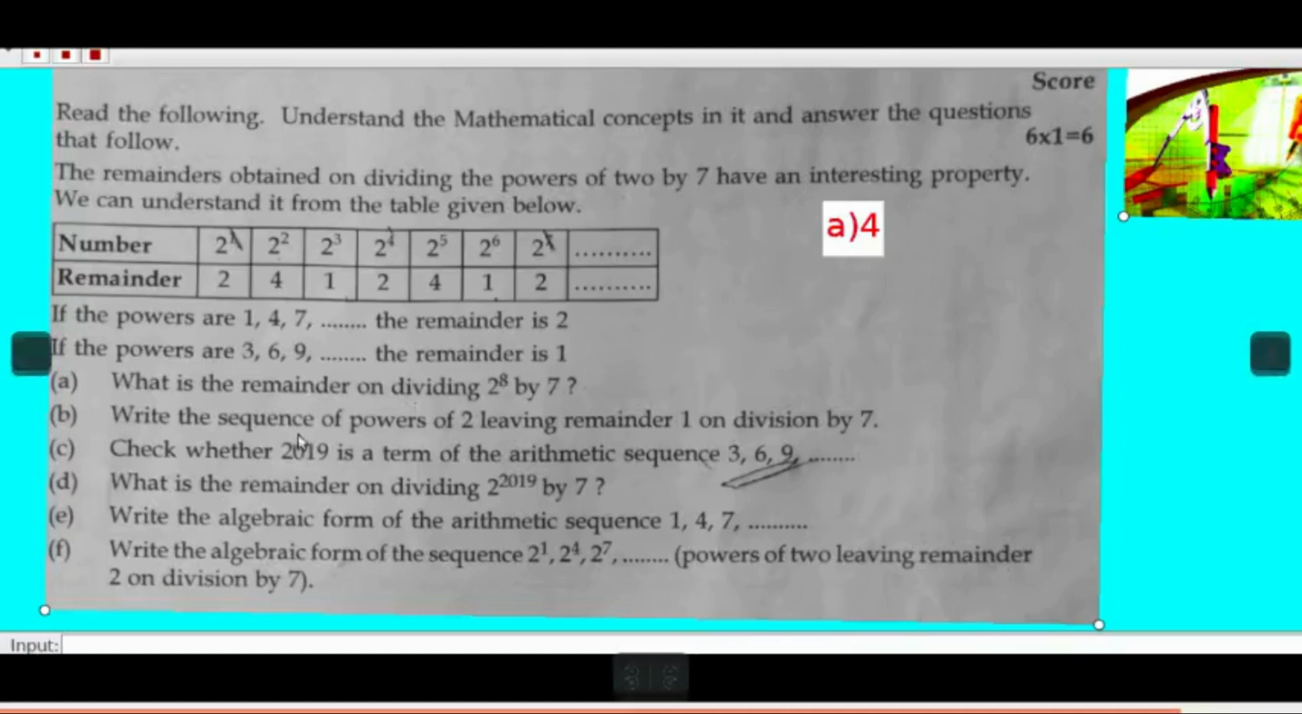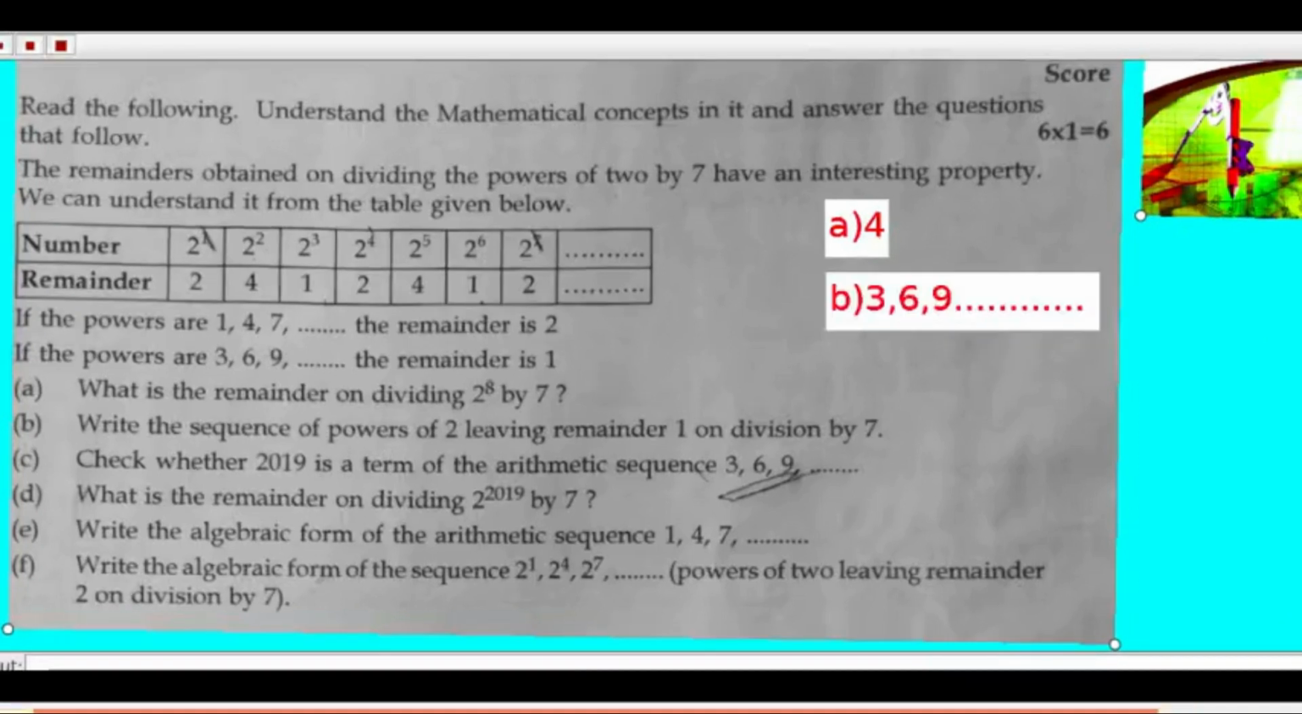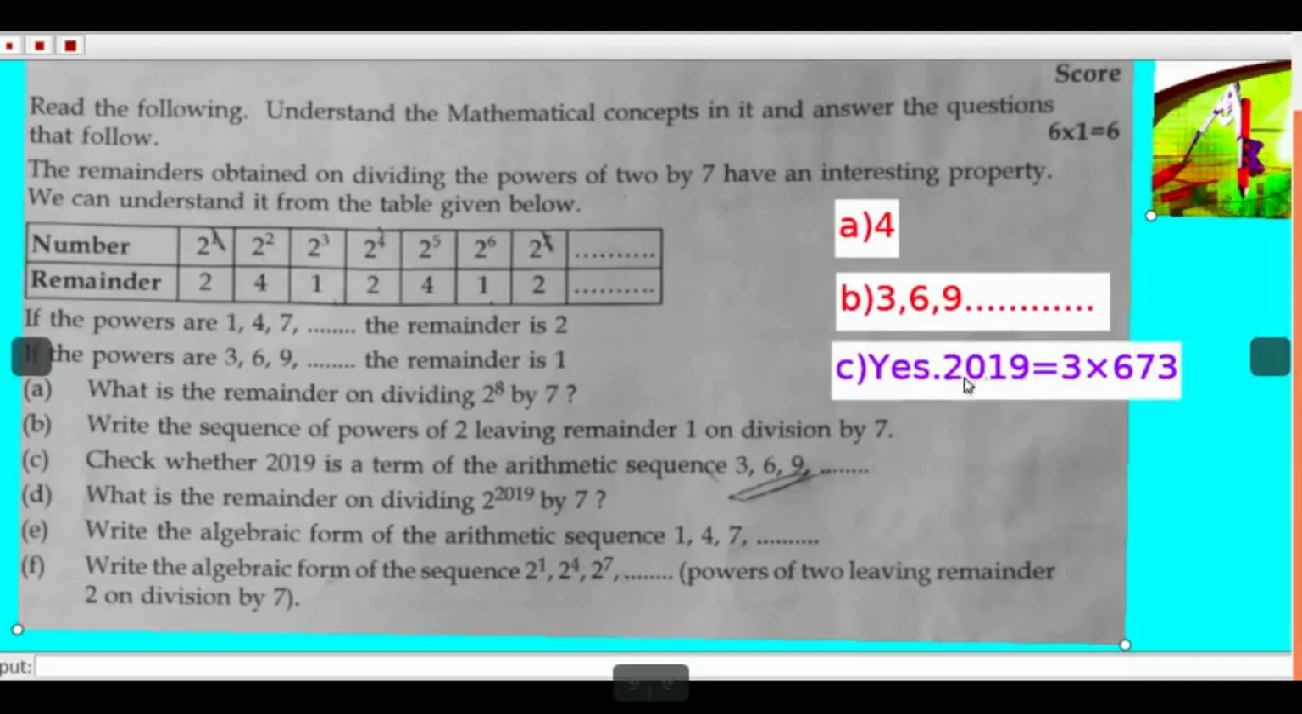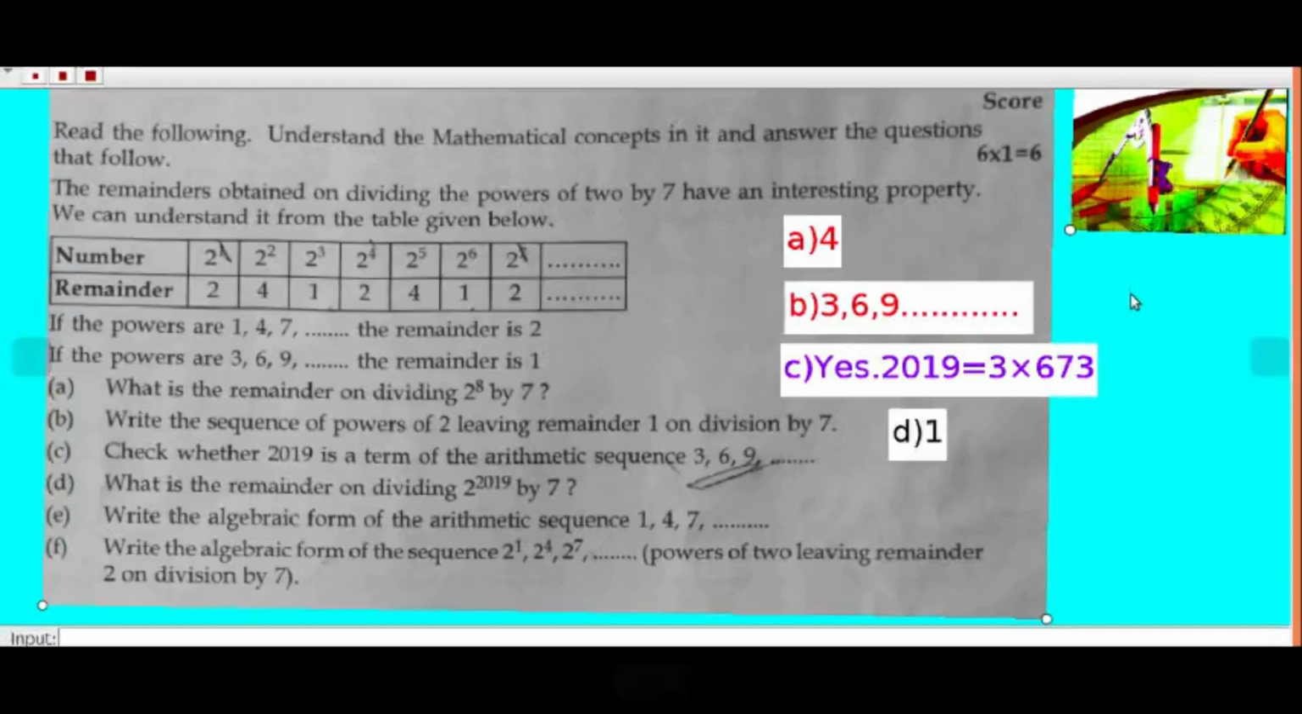Write the sequence of powers of 2 leaving remainder 1 on division by 7. That is equal to 3, 6, 9. It is given 3, 6, 9. Check whether 2019 is a term of the arithmetic sequence 3, 6, 9. 2019 is a multiple of the common difference 3, that is 2019 is equal to 3 into 673. So answer is yes. What is the remainder on dividing 2 raised to 2019 by 7? 2 raised to 2019 lies in the sequence, so answer is 1.